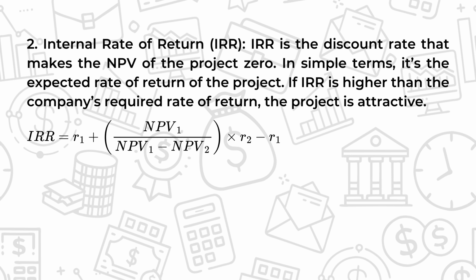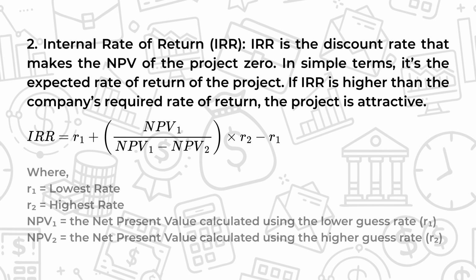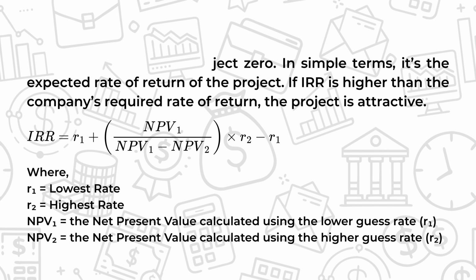The formula is IRR equals R1 plus NPV1 divided by (NPV1 plus NPV2) multiplied by (R2 minus R1), where R1 equals lowest rate, R2 equals highest rate. NPV1 equals the net present value calculated using the lower guess rate. NPV2 equals the net present value calculated using the higher guess rate.